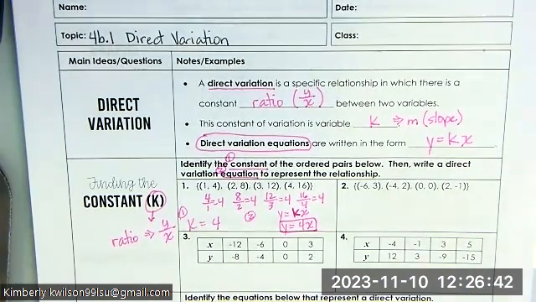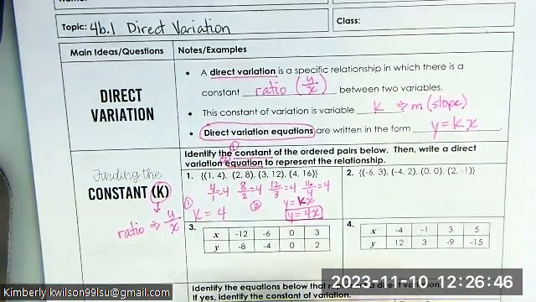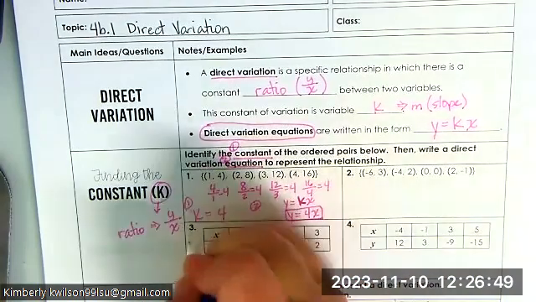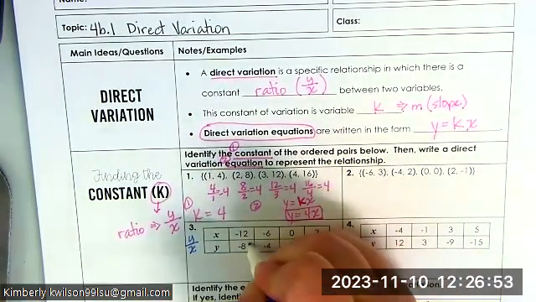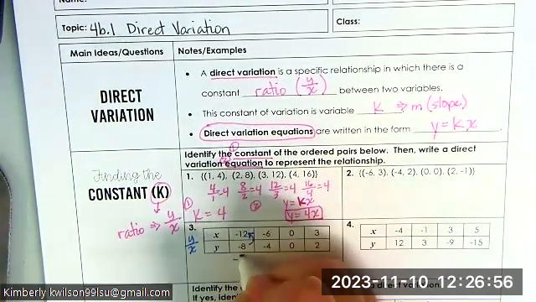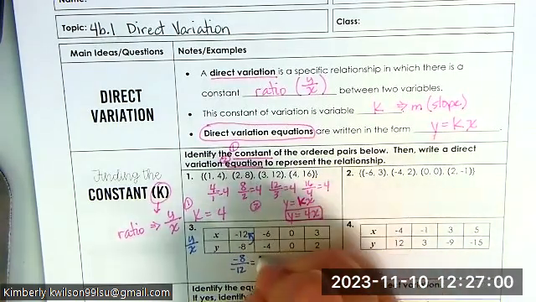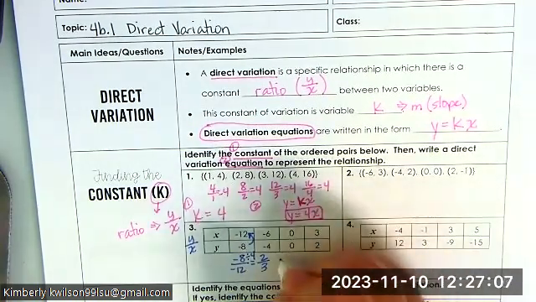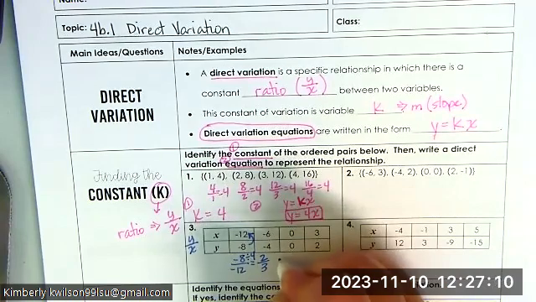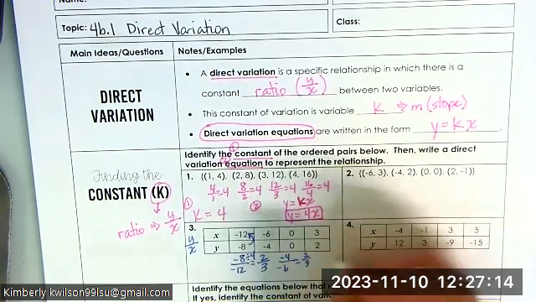Next, let's look at it when it's set up as a table. So again, we are setting up y over x. So in a sense, we're taking the -8 and we put it on top of the -12, which simplifies to 2/3 because you're dividing by 4. So to confirm, I'm going to do -4 over -6. That is 2/3.